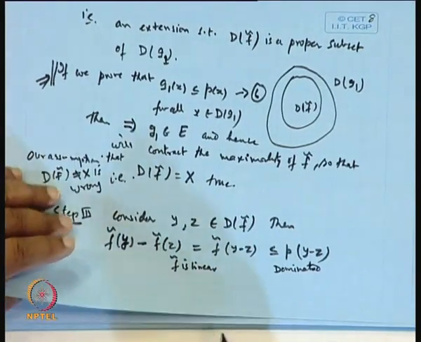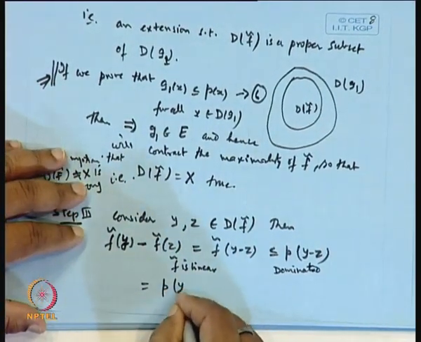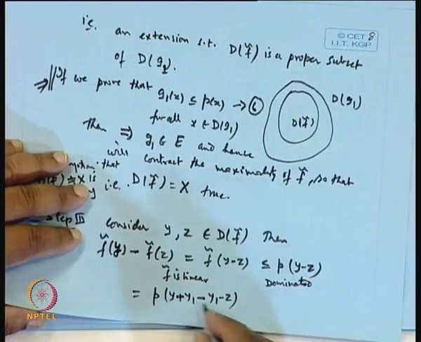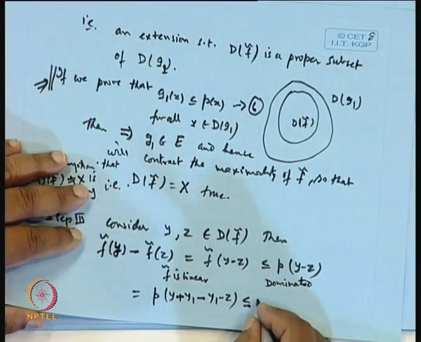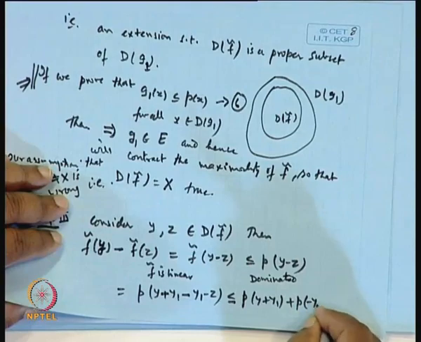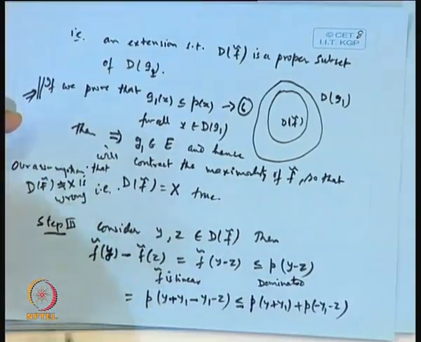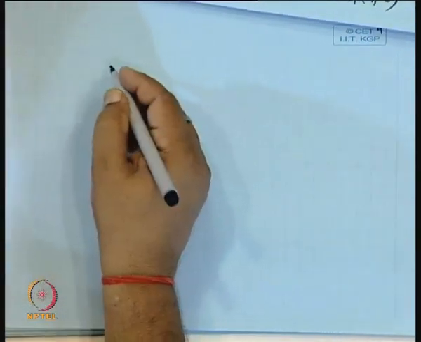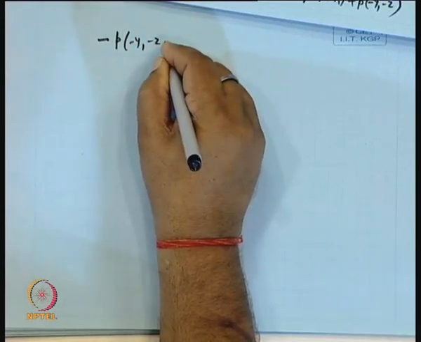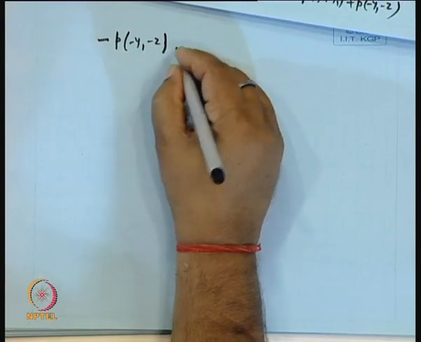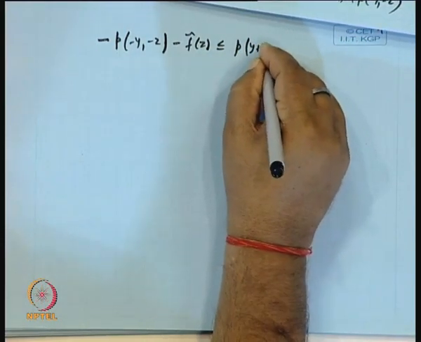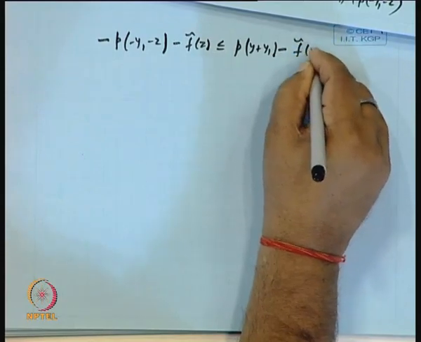Now, this side we can write as p of y plus y1 plus minus y1 minus z, and because p is a sublinear functional, we get less than or equal to p of y plus y1 and then p of minus y1 minus z. Now, transfer this toward there. So what we get is minus p of minus y1 minus z minus f delta z is less than or equal to p of y plus y1 minus f delta y.